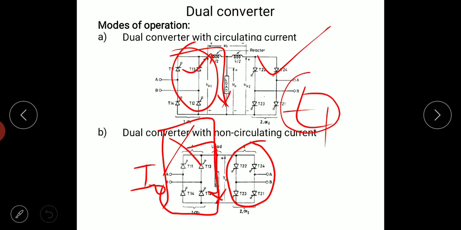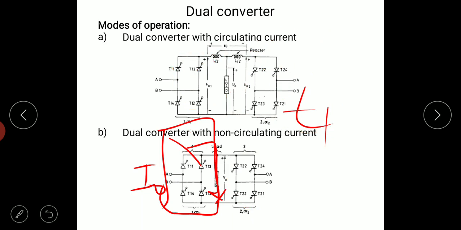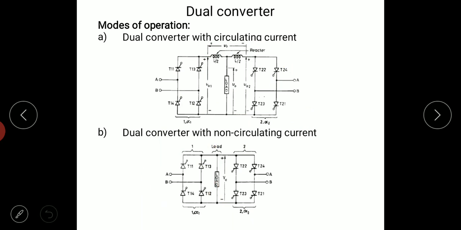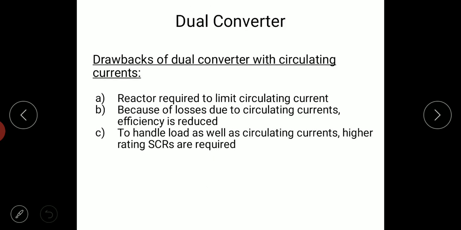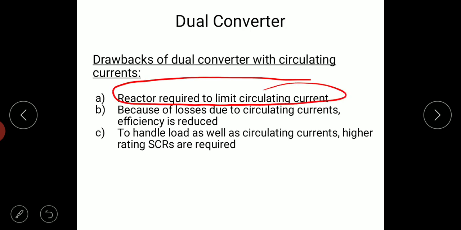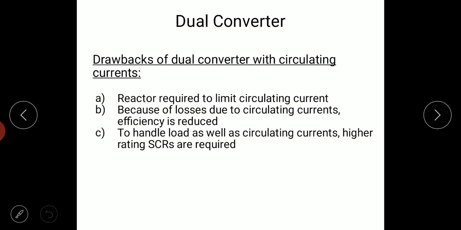This is the difference between the two modes of operation. One is called the circulating current type and the other one is called the non-circulating current type. The circulating current type has certain disadvantages. The first disadvantage is that a reactor is required to limit the circulating current. In a power circuit, the reactor becomes quite heavy and bulky. It is a matter of concern. And the second point is that because of circulating current, there will be losses in our circuit and hence the efficiency gets reduced.